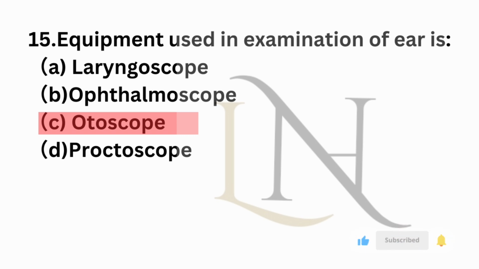Next, ophthalmoscope. The ophthalmoscope is used to detect and evaluate symptoms of retinal detachment or any eye diseases like glaucoma. Next, proctoscope. The proctoscope is used for detailed examination of the rectum. It is a straight metal or plastic tube with light and lens.